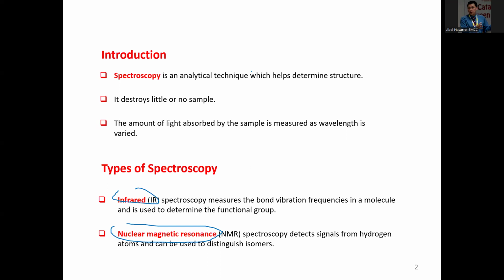And the same type of analysis will be used in infrared spectroscopy. It destroys little or no sample. Yes, that's correct. So in your sample, your cuvette or wherever you're doing the sample, you can retrieve the material and definitely you can reuse it.